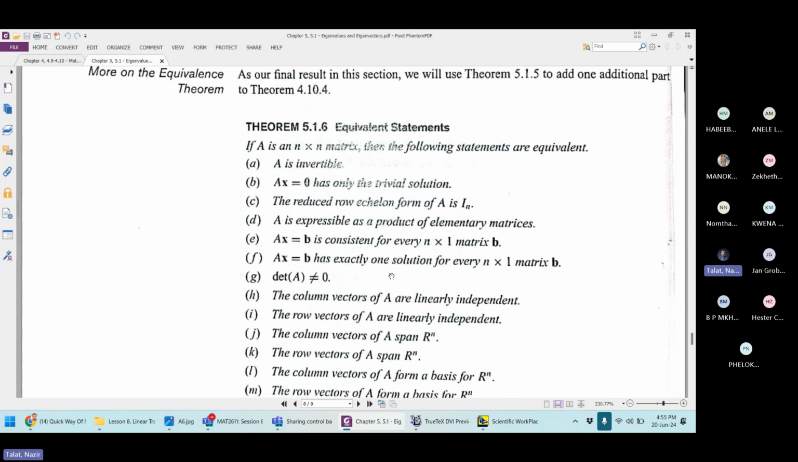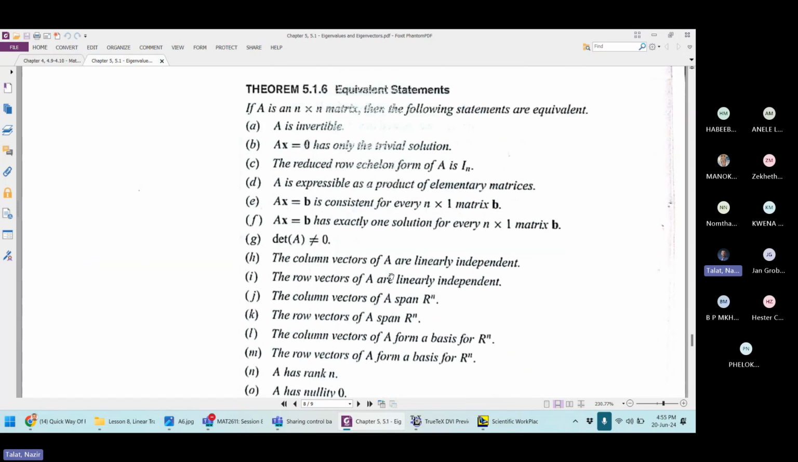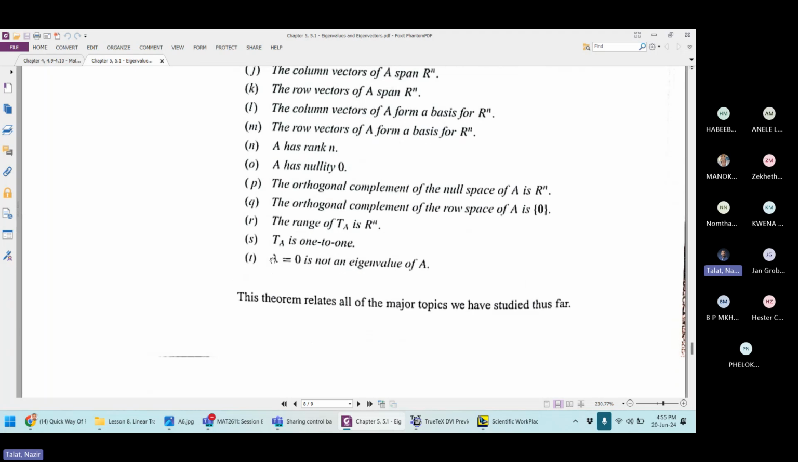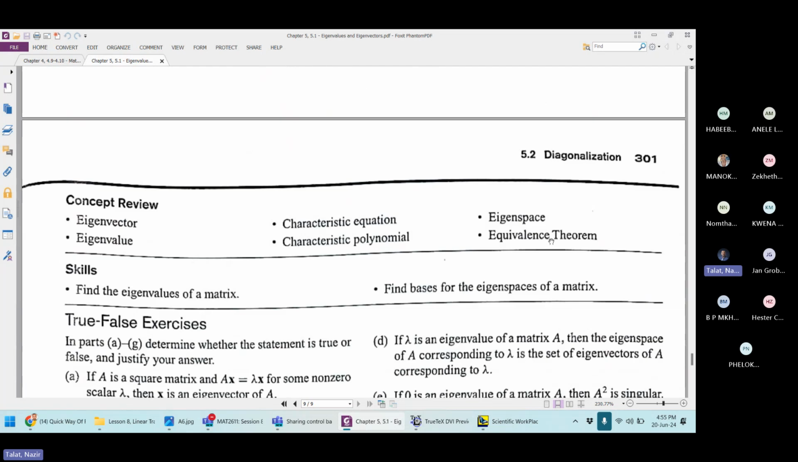And these are some important relations regarding that one. If A is invertible, then Ax equal to 0 has only the trivial solution. You can reduce it into the echelon form as an identity matrix I_n. And here nullity plus rank, we have already seen before. Lambda equal to 0 is not an eigenvalue of A. So these are just recalling all the previous summaries. All these results are related to each other.